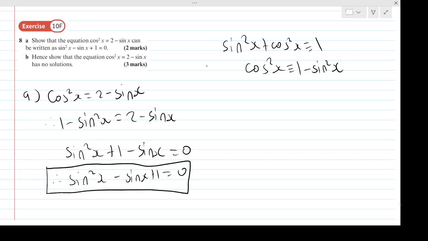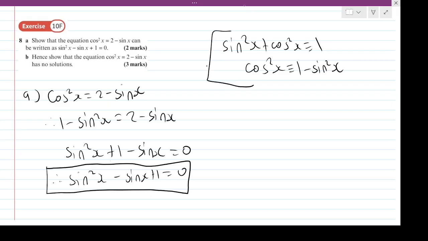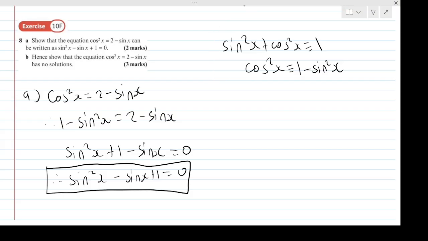That's for 2 marks. So again, hopefully you start to notice the common strategy now, where to get a quadratic equation or some sort of square term for sine or cos, we're going to need to eliminate by using that identity, right? So any time you see a cos squared or sine squared, you should be considering maybe this identity there, okay? There we are. So that's part A.